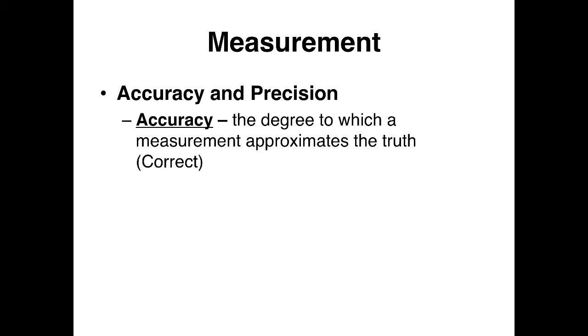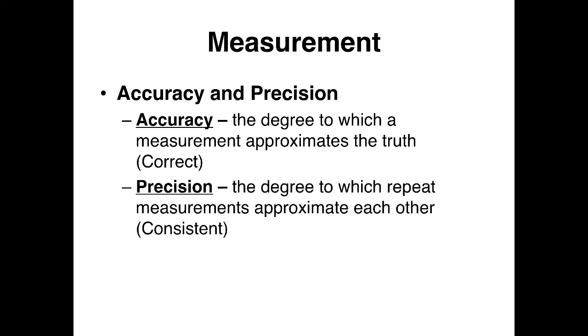Accuracy is the degree to which a measurement approximates the truth. That is to say, the degree to which the measurement that you've taken is actually correct. So if some object actually has a mass of, say, 70 kilograms, and you measure that object's mass, the closer that measurement is to 70, the more accurate the measurement is. On the other hand, precision is the degree to which repeat measurements approximate each other.